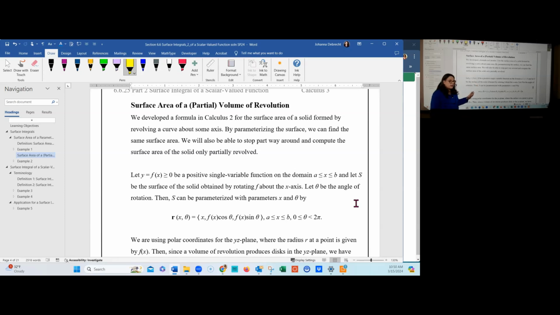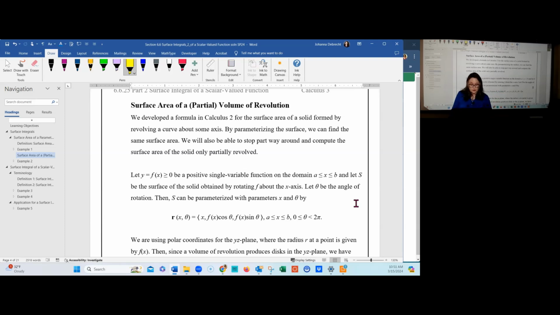So what we're going to do is parameterize our curve and parameterize the surface. Now, an easy way to parameterize the surface, if it is a function of x and we're revolving around the x-axis, is to allow x to be, well, x, and theta to be our second parameter. So how are we getting this? When we do this, we have x, f of x cosine theta, f of x sine theta.